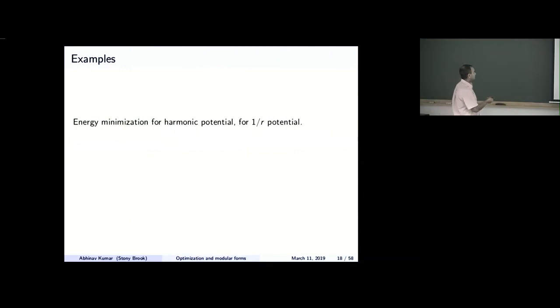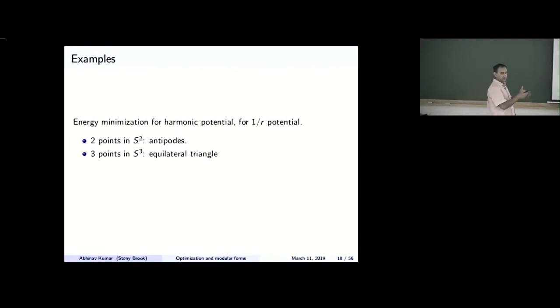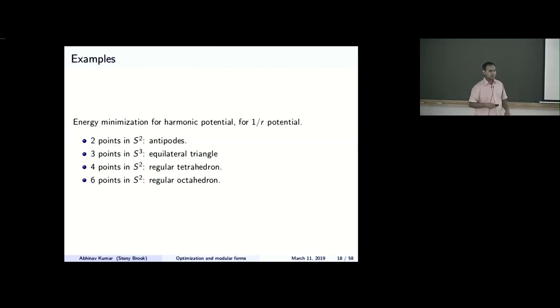Okay, so if you try to run this program for small numbers of points, what do you get? If you do this for 2 points, it will give you 2 antipodal points. You do this for 3 points, you get an equilateral triangle on the equator. 4 points, you get a regular tetrahedron, beautiful. 6 points, you get a regular octahedron, very nice. You may have noticed that I skipped 5 points. Okay, so what happens with 5 points?